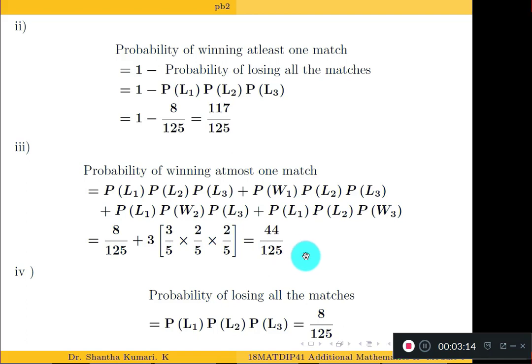Fourth question, probability of losing all the matches. That means losing the first match and losing the second match and losing the third match. Directly multiply the probabilities. You get 8 by 125.